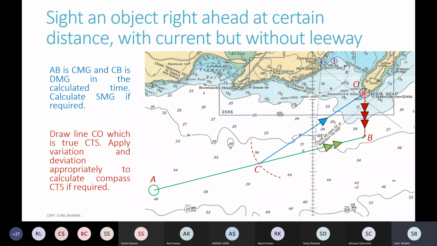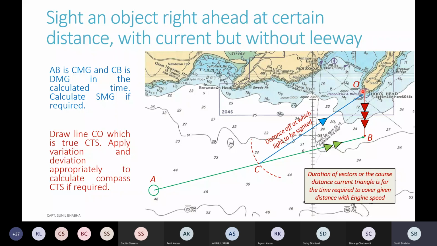In fact, this triangle which you see, Oscar, Bravo, Charlie, so the OBC triangle, all the three vectors are for the same duration. That is the time required to cover this distance off from the lighthouse. So Charlie to Oscar, you can see it here on the chart, is the distance off at which the light is to be sighted. Remember, this arc was drawn with a radius equal to this distance off.